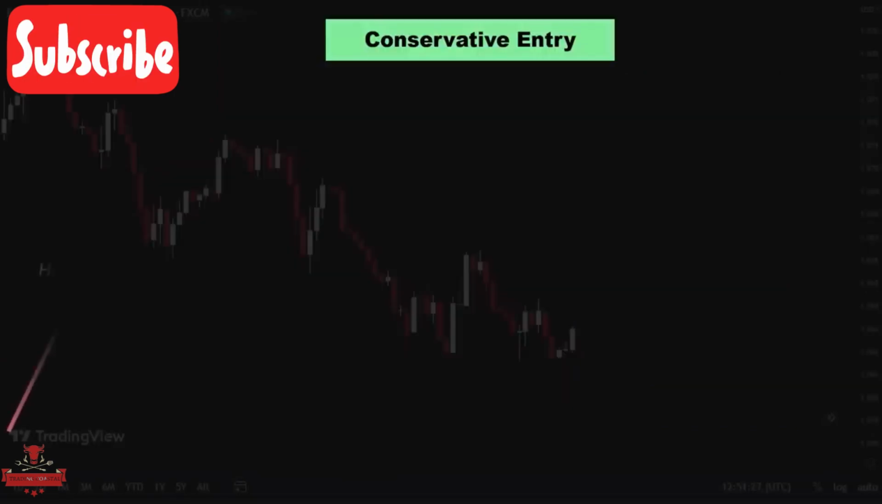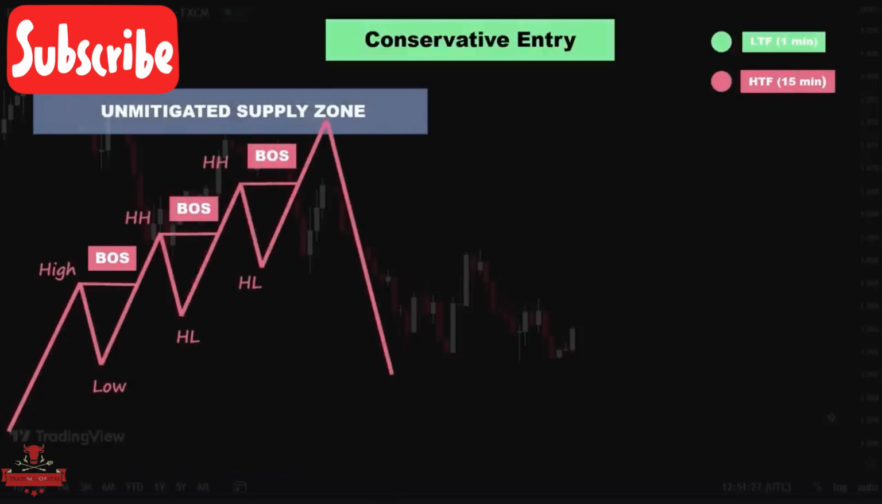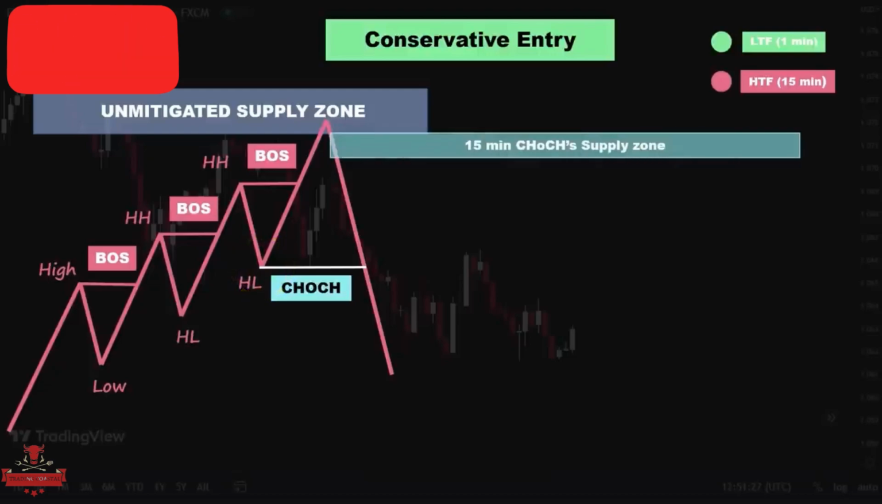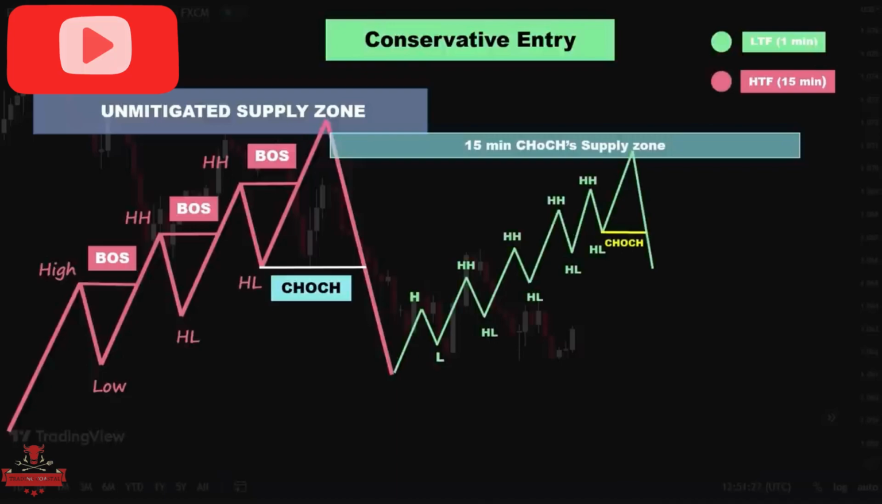Suppose price has created this series of BOSs to the upside, and after touching a higher time frame's strong supply, rejected, and created this major change of character by breaking this structure to the downside. So what we are going to do in the next step is draw the supply zone, which is created by Choch's wave. Then we will zoom into the lower time frame, wait for price to return to the zone, and show us a major change of character.